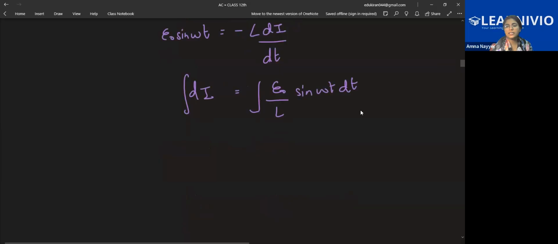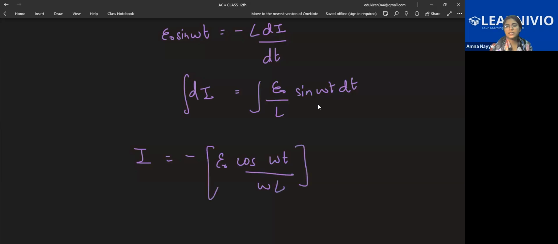Zara, we are basically doing the circuit having only inductor. The integral of sine omega t will become cos omega t by omega. I think I told you earlier that you should learn these things. One more thing, class, this L is also present. E naught is there, L is there, sine omega t integral becomes cos omega t by omega.